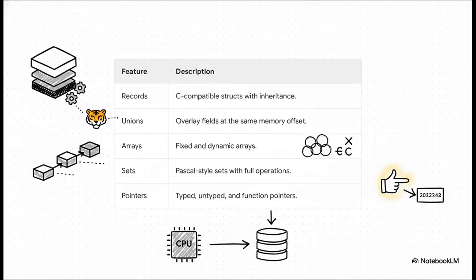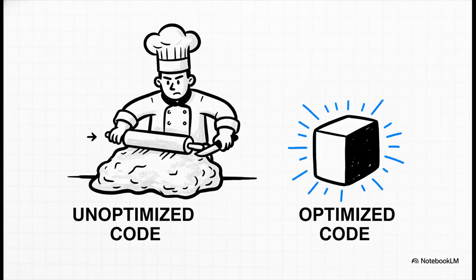Tiger also gives you this really rich set of building blocks for all your data. You've got records that work just like C structs. You have arrays, you have Pascal-style sets, and you get full control over pointers. This gives you all the fine-grained control you need to talk directly to the operating system or any other low-level code. But maybe, just maybe, the most powerful secret ingredient in this whole kitchen is the optimizer.